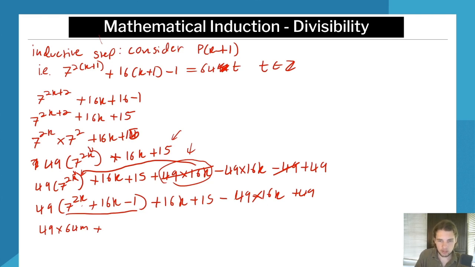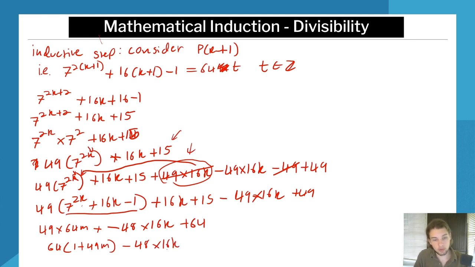Now we can move these terms together. So we have a 16k, then we have minus 49 times 16k. So that equals minus 48 times 16k. And then we have a 15 plus 49, which conveniently equals 64. Now we have 64 outside of 1 from this value over here, and then we have plus 49m. And then outside here, we just have a minus 48 times 16k.